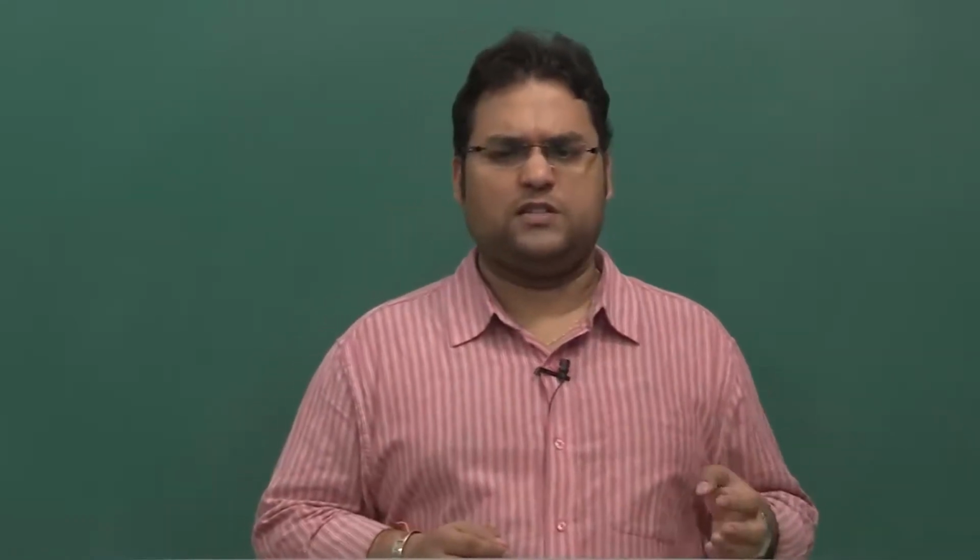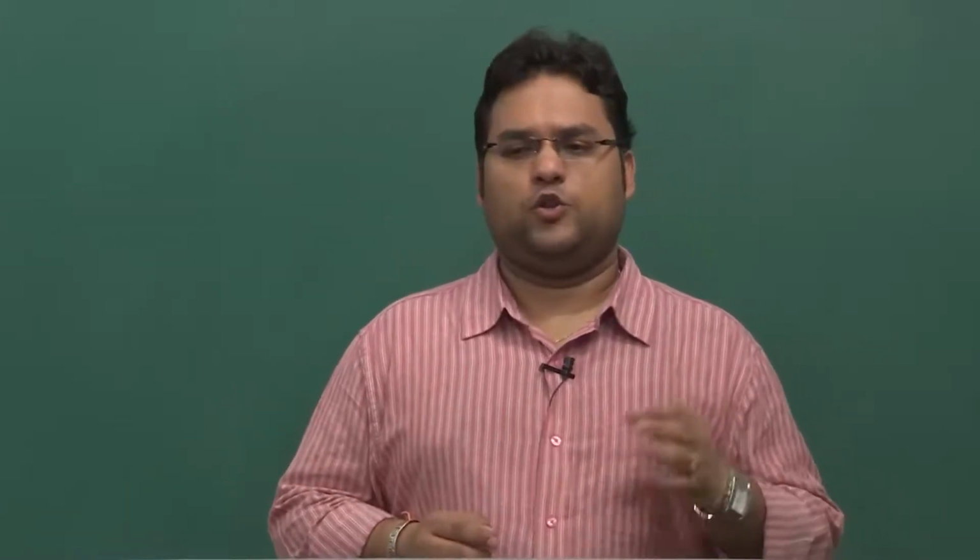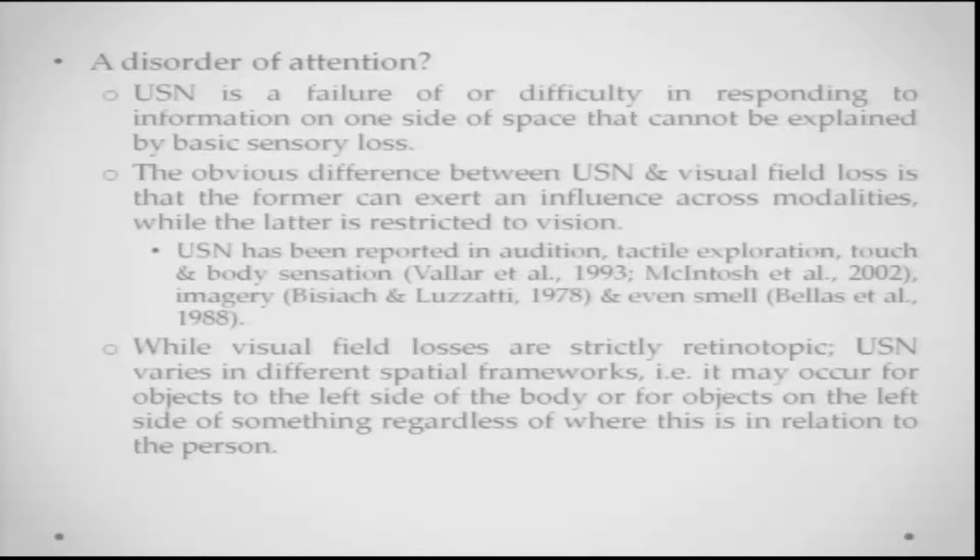While visual field losses are strictly retinotopic, USN varies in different spatial frameworks. That is, it may occur for objects to the left side of the body, or for objects on the left side of a particular something. Say, for example, if I am looking at a particular car, I might not see the left side of the car but only the right side of the car. So, it can be in that sense as well.